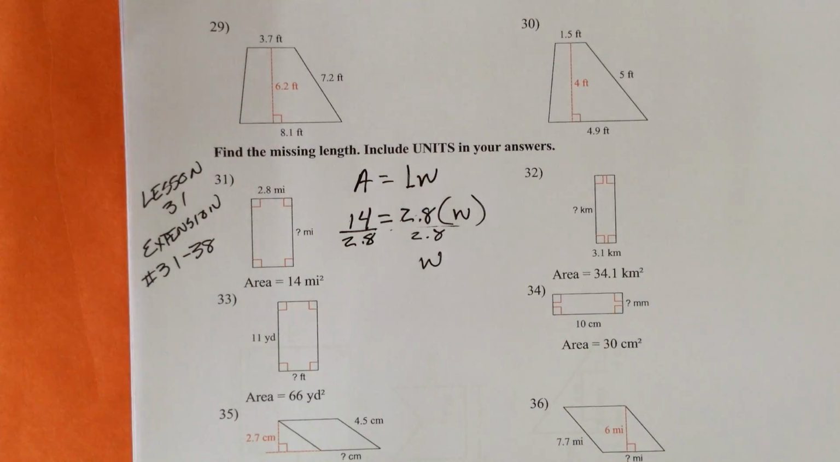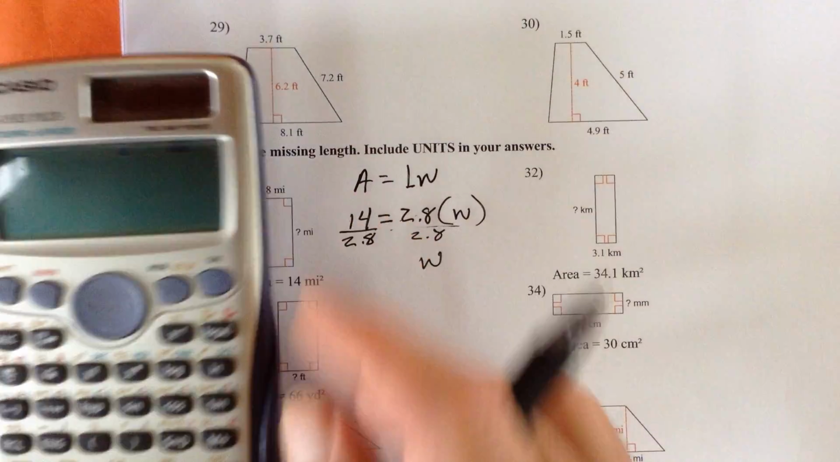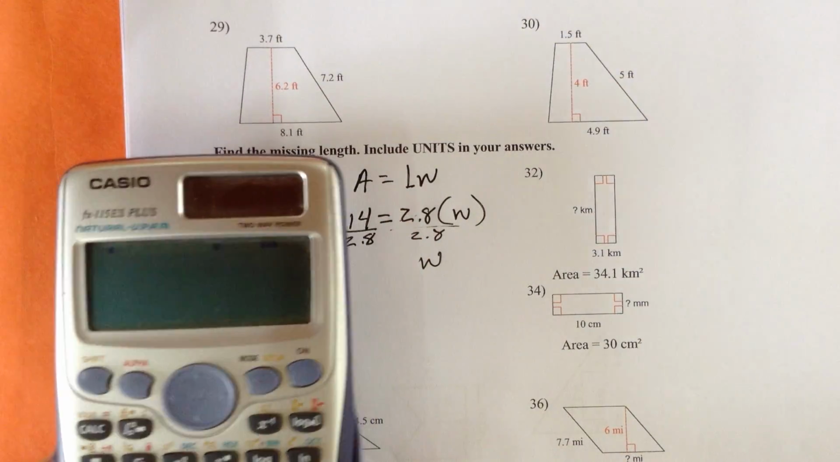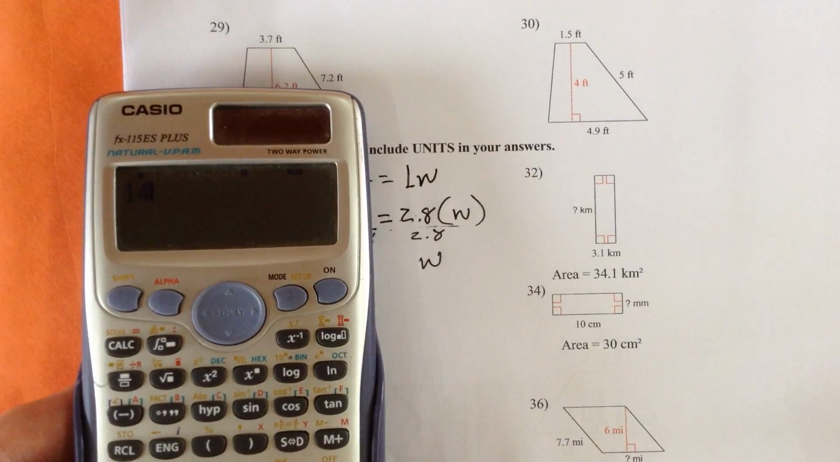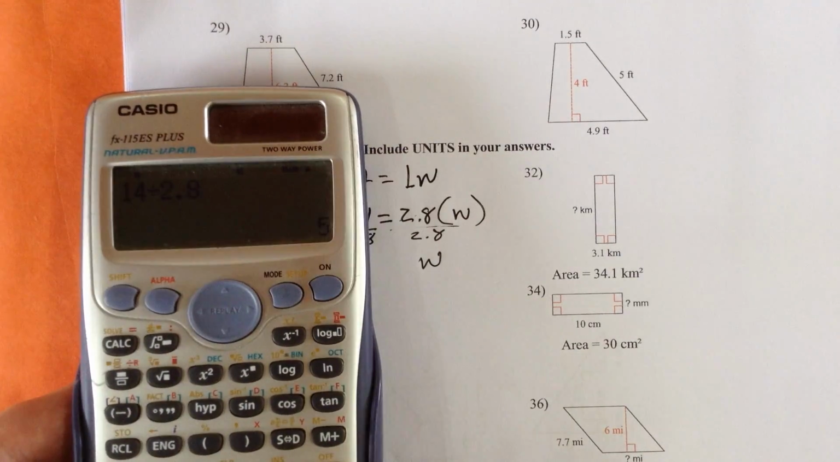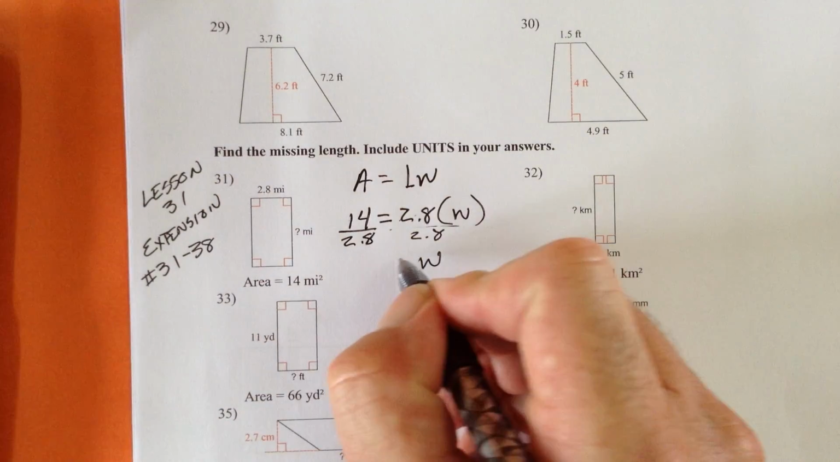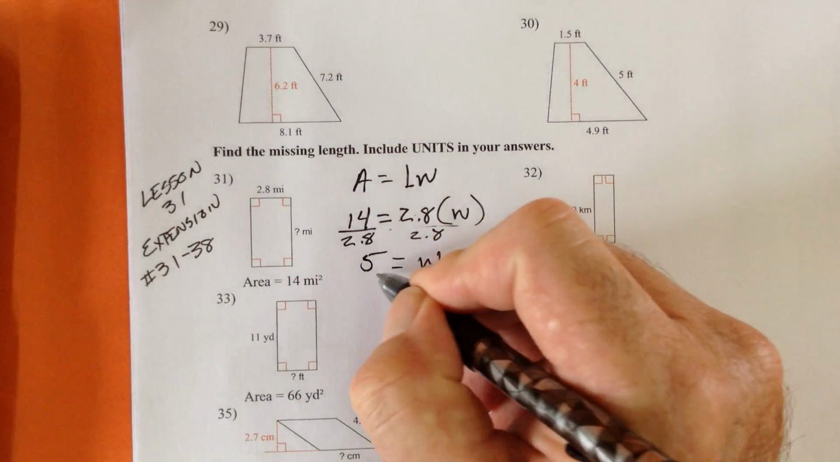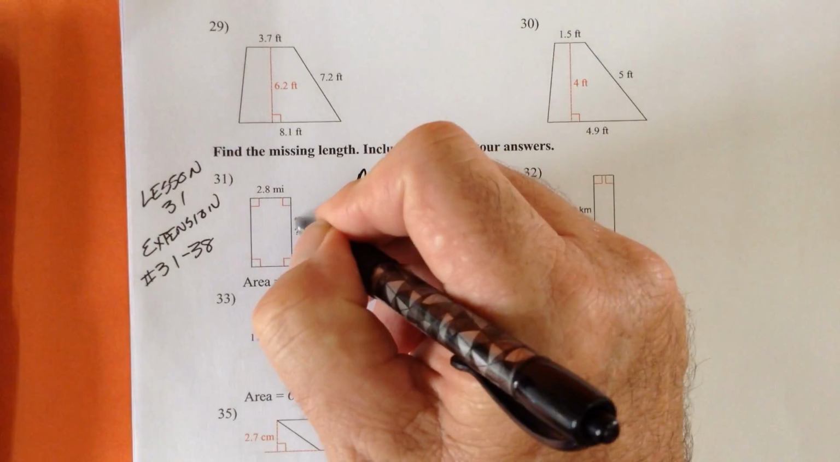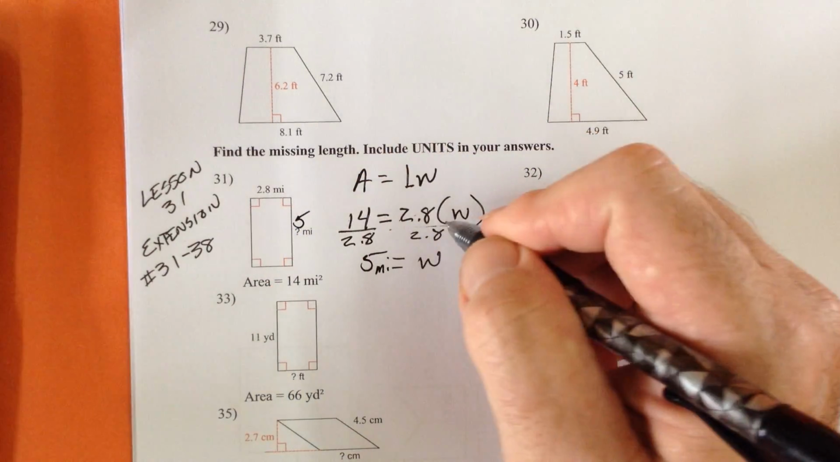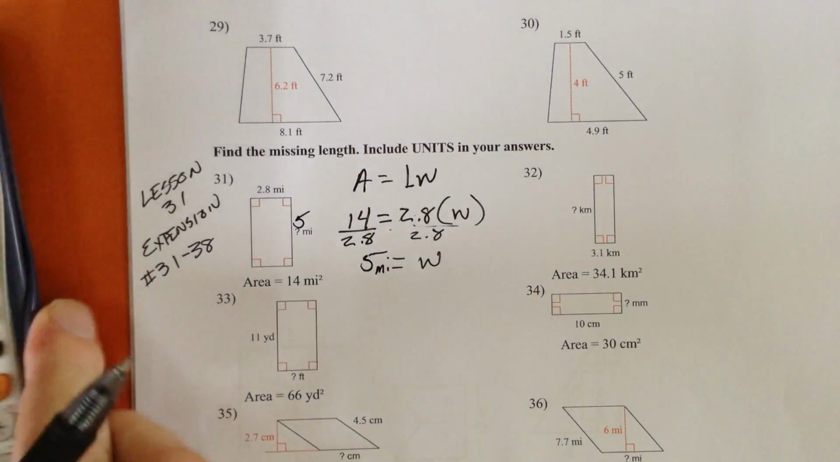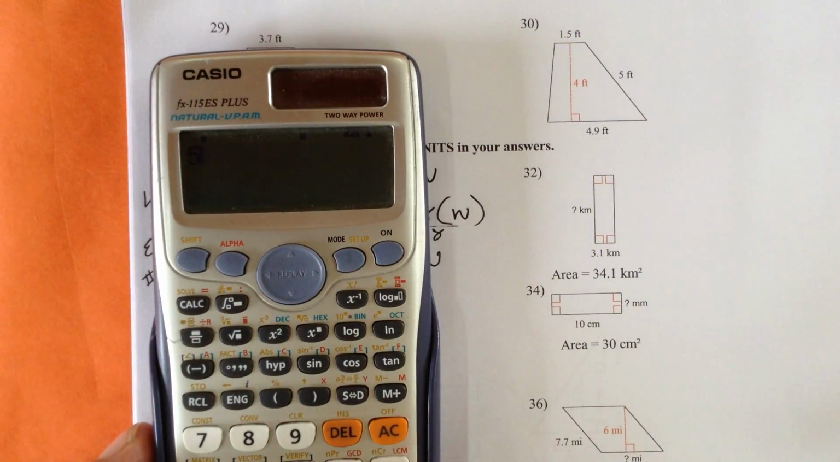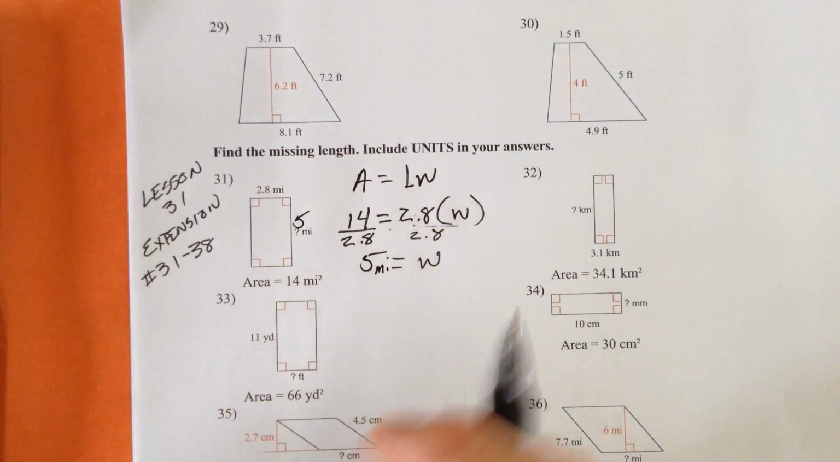So on the calculator, I got my other one back here. I got 14 divided by 2.8 equals 5. So therefore, this missing number here would be 5, okay, or 5 miles. Okay, so right there. And then I could check it. I can go 5 times 2.8, and it ends up being 14.